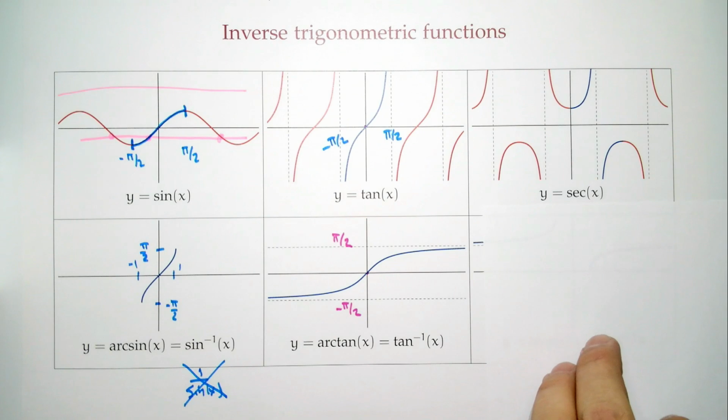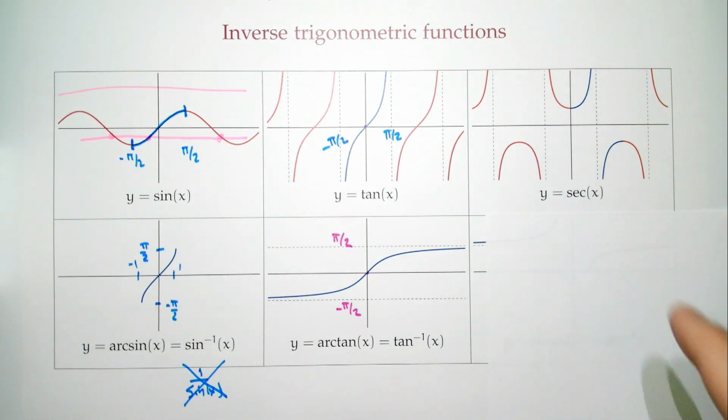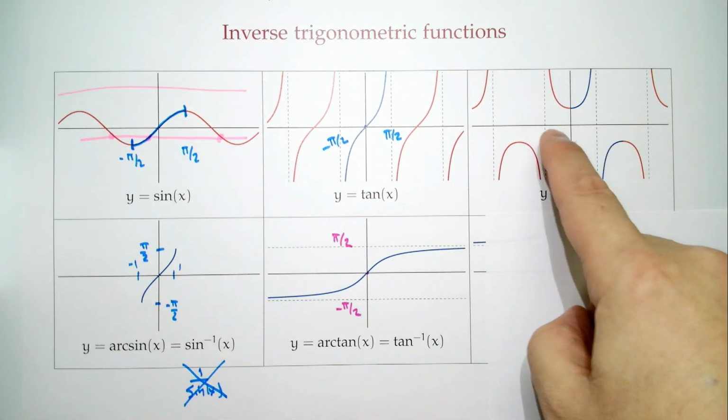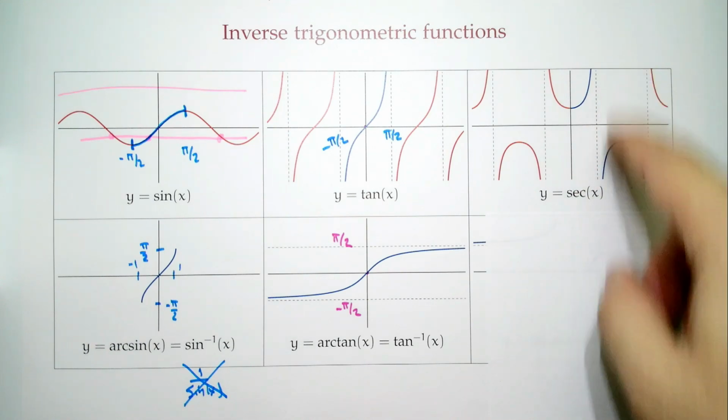All right. The last one we'll talk about is secant, which is 1 over cosine. And so secant, it turns out because it's 1 over cosine, where cosine is 0, for example, at pi halves and minus pi halves, you get asymptotes.